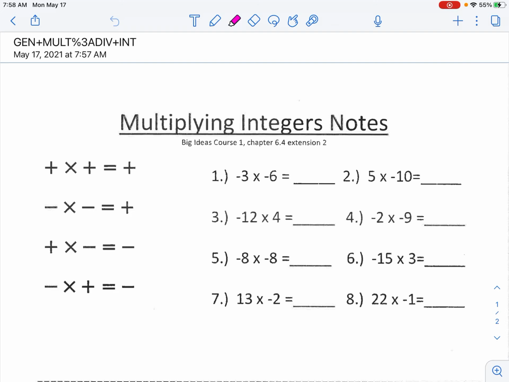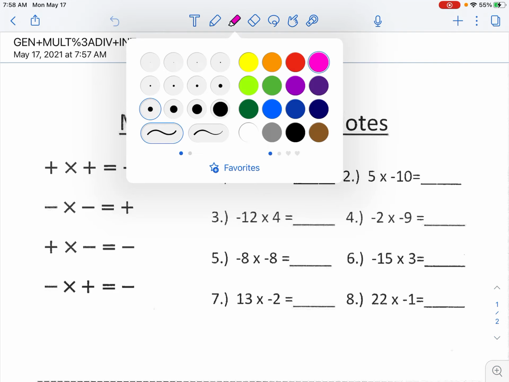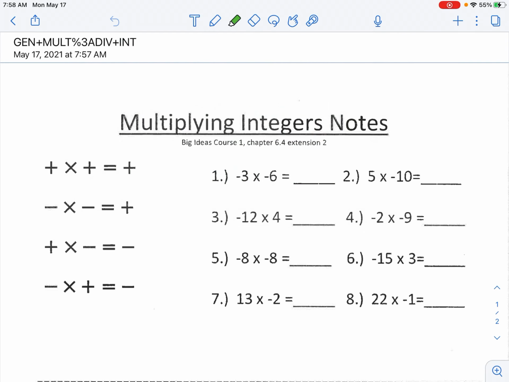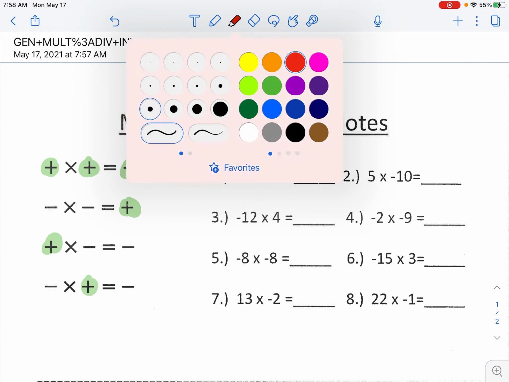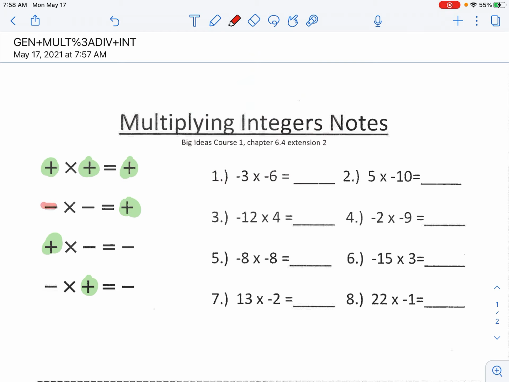All right, so first thing I'm going to do, we know green means positive and red means negative, just in general terms of speaking. You guys know I love to use color to associate things in math. So the first thing I'm going to do is highlight all of my positive signs in green and all of my negative signs in red. I think that helps it stand out in your brain.